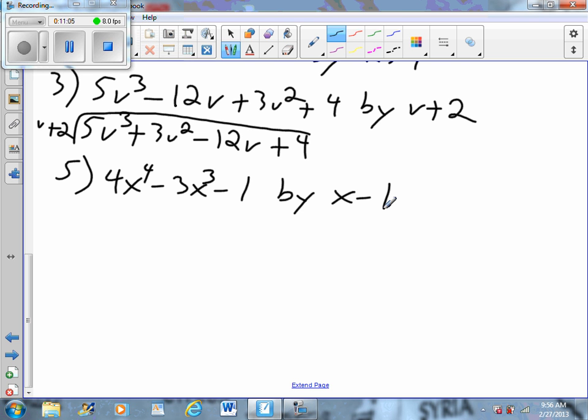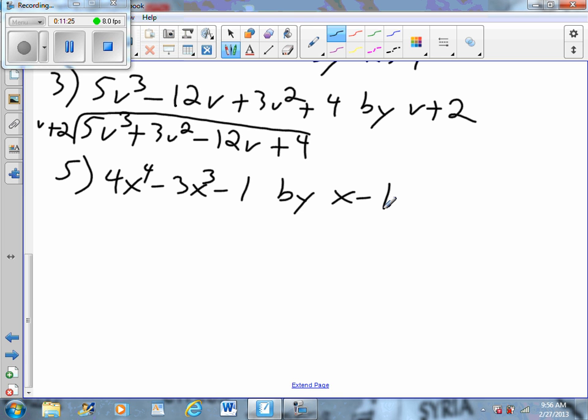And not only should it be in descending order, you can't miss a degree. The highest degree in this dividend is a 4, which means there needs to be a term with a degree of a 3. There also needs to be a term with a degree of a 2, and then a 1. Okay? And then your constant at the end.